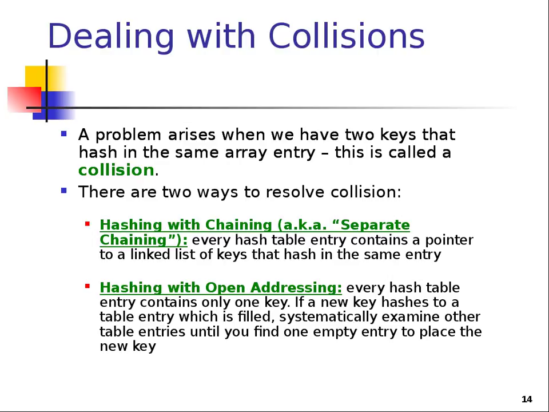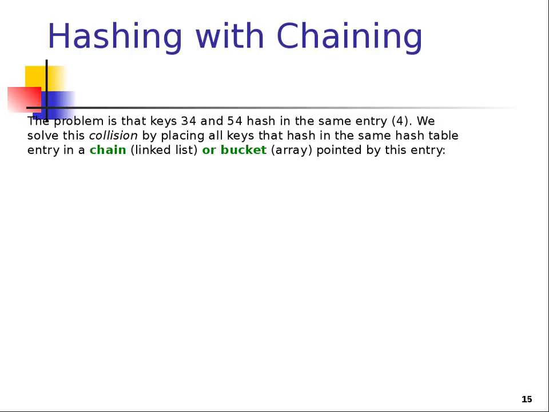Another common solution is hashing with open addressing. Instead of having a chain, every entry contains one key, and when you have a collision, you need to find an empty entry in the hash table and put it there. Does that sound easier or harder? Harder. Okay.